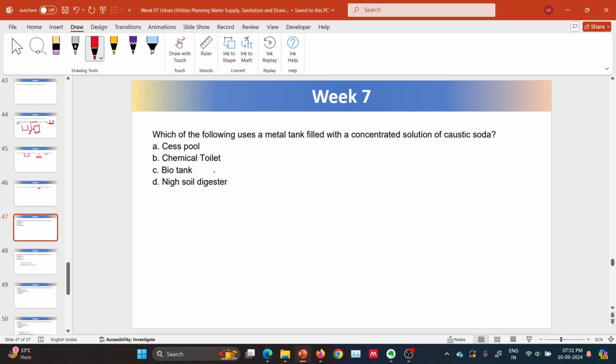Which of the following uses a metal tank filled with concentrated solution of caustic soda? It is the chemical toilet.